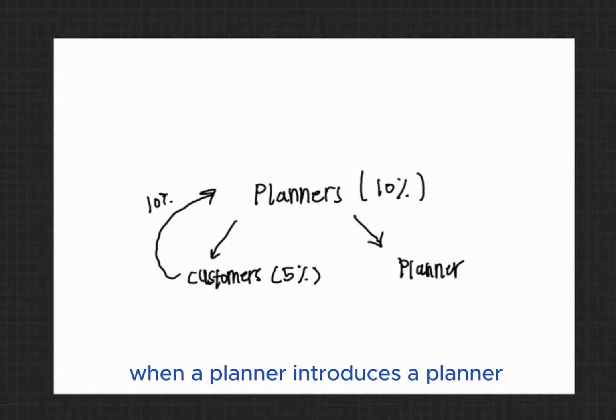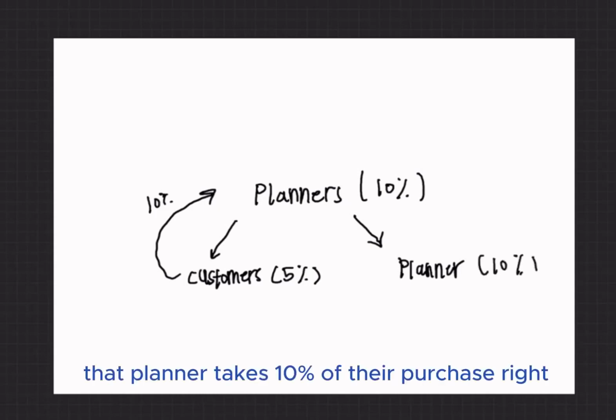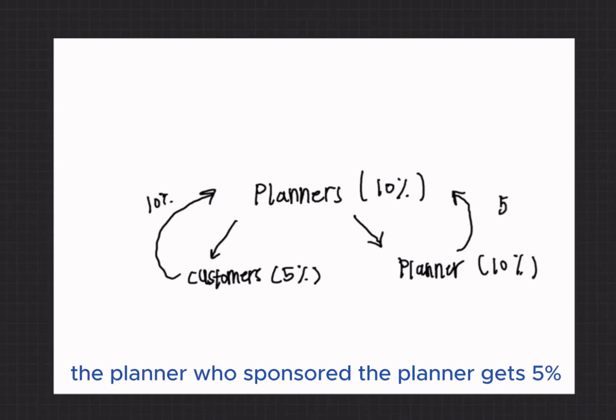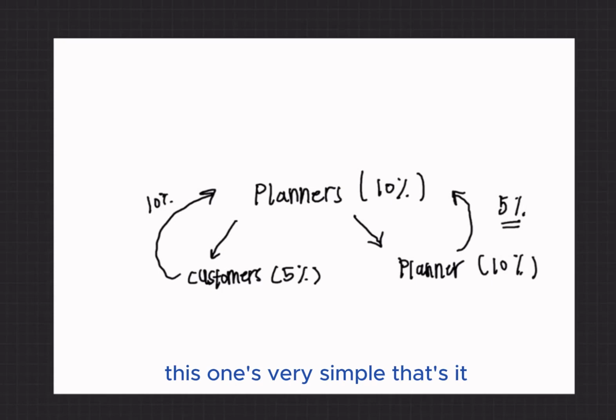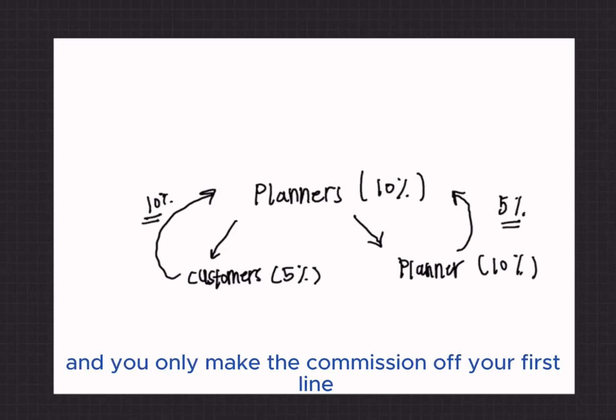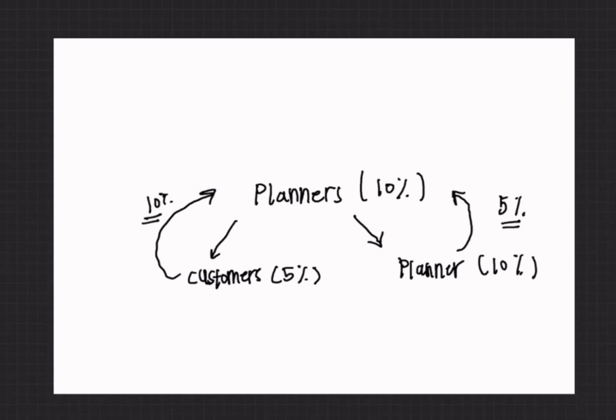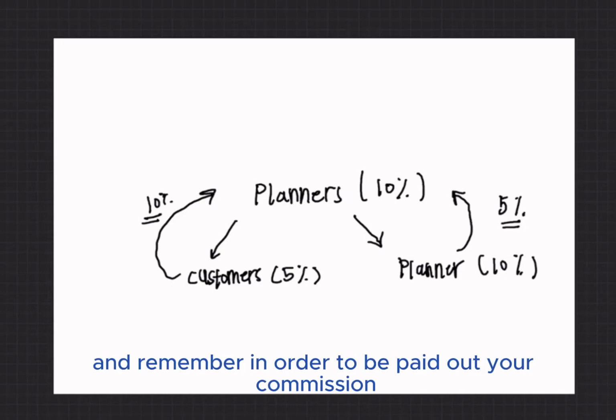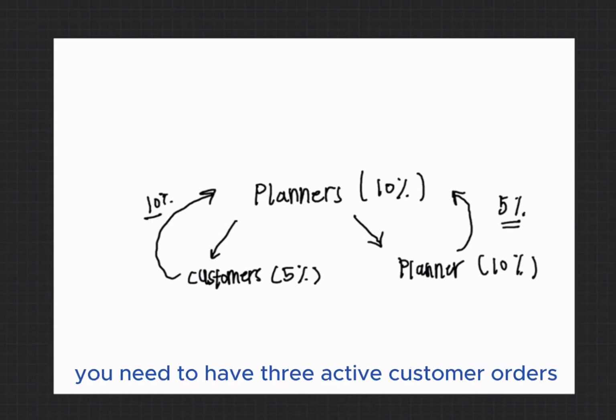When a planner introduces a planner, that planner takes 10% of their purchase, right? So planner to planner, the planner who sponsored the planner gets 5%. This one's very simple. That's it. And you only make the commission off your first line. And remember, in order to be paid out your commission, you need to have 3 active customer orders.